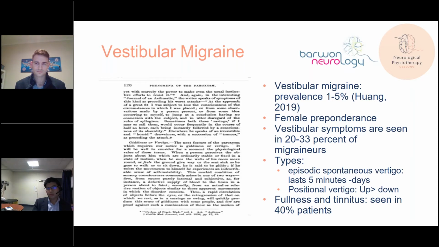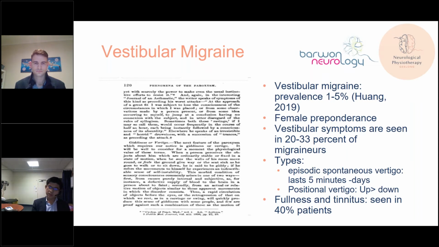In the literature, we see vestibular migraine by itself ranging from 1 to 5%. And most migraineurs do complain of vestibular symptoms. With any remote history of migraine, you see around a third to a fifth of them who have them. The episodes are fairly variable and can be of many different types, but most of the time the description is of an episodic nature and often occurs spontaneously. Usually it lasts from 5 minutes to days.